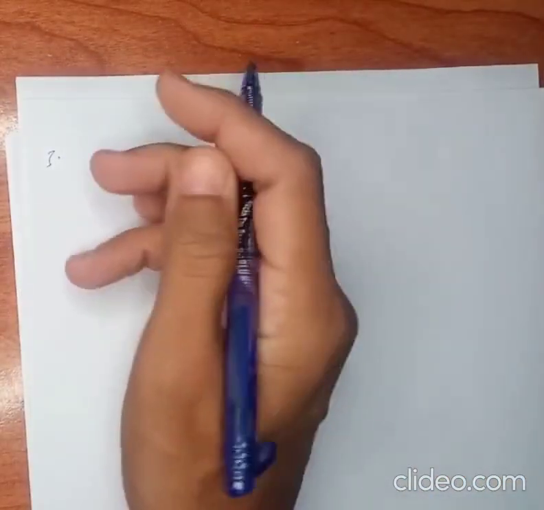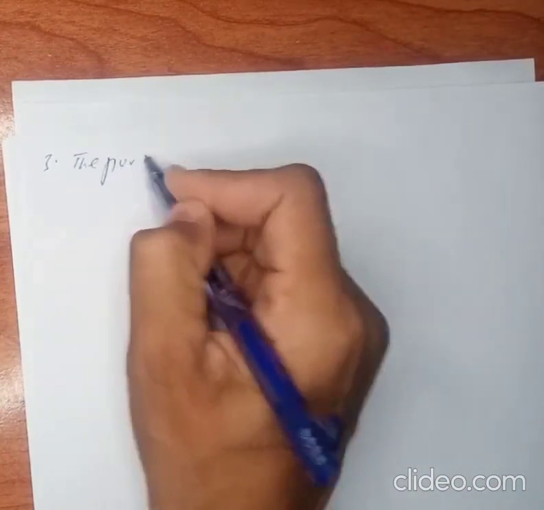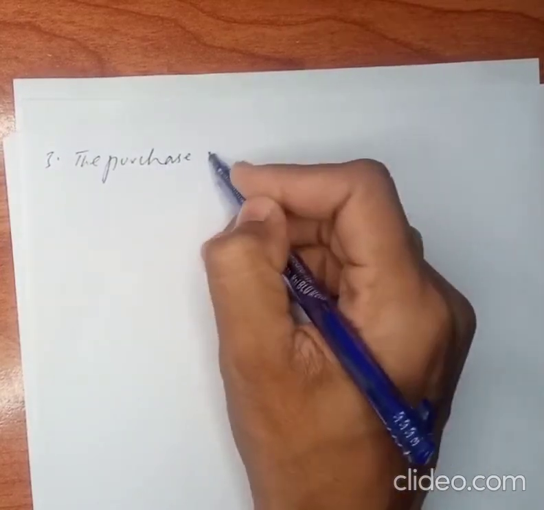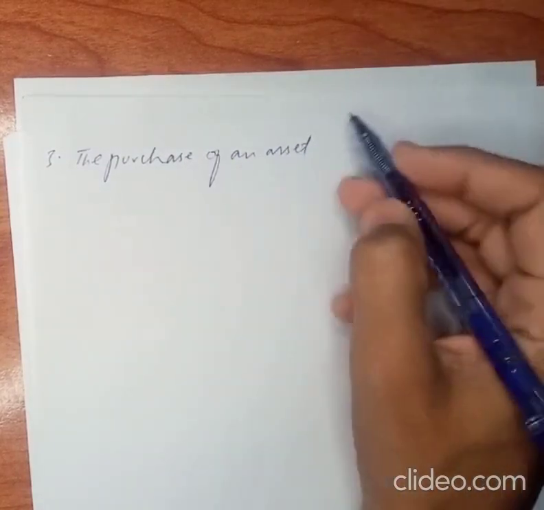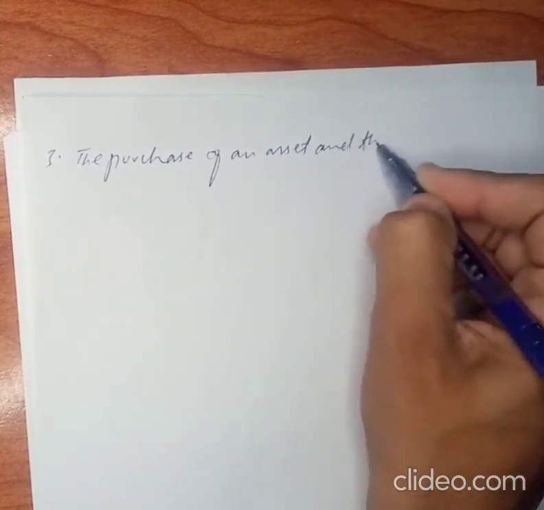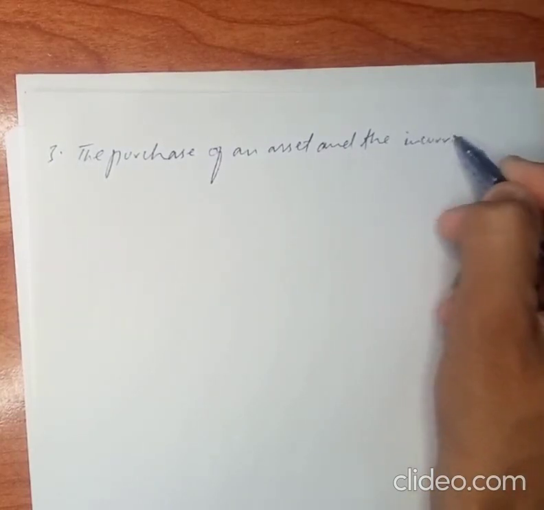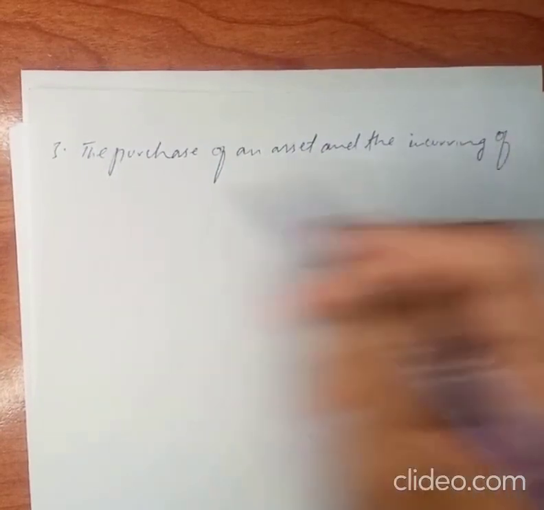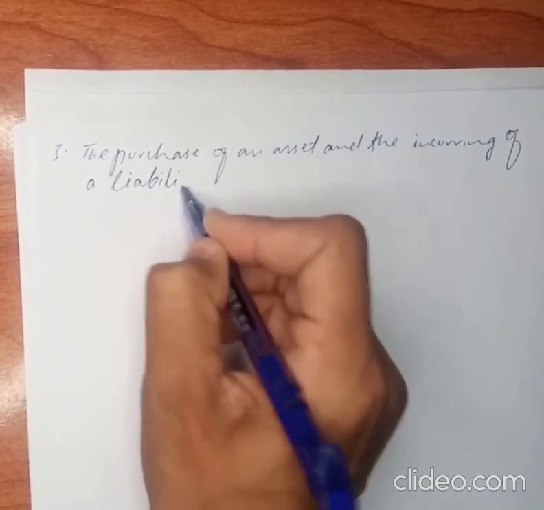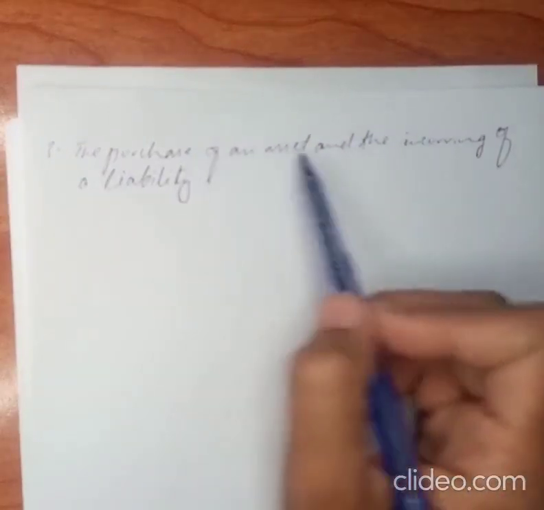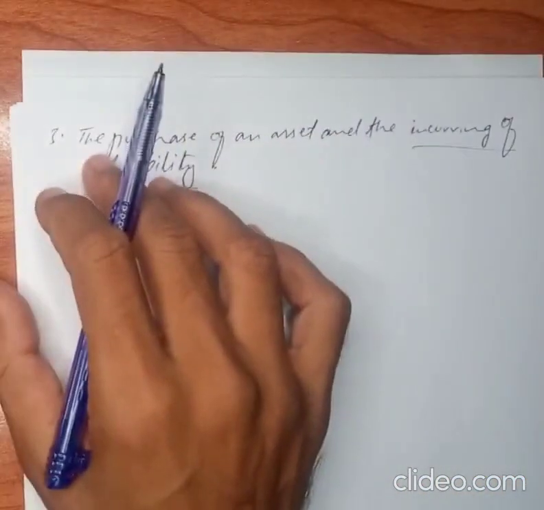The third example: the purchase of an asset and the incurring of a liability. He is purchasing an asset and also incurring the liability. How is it possible?